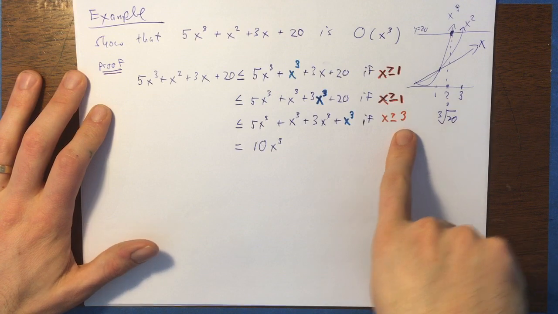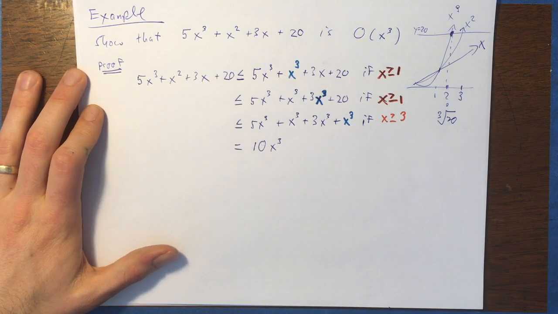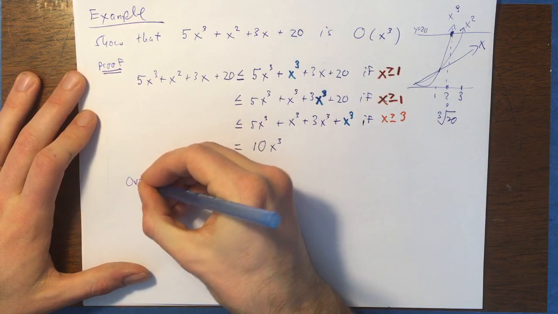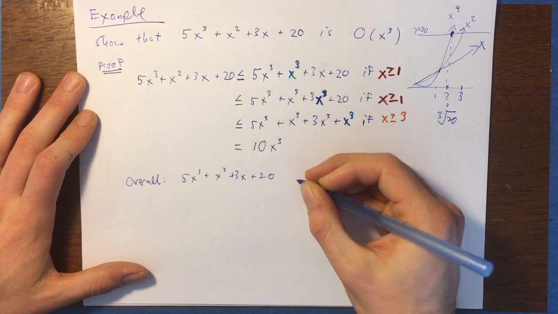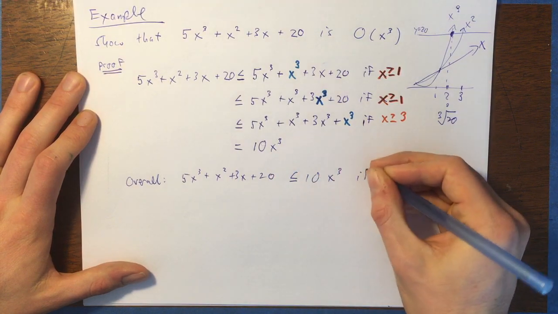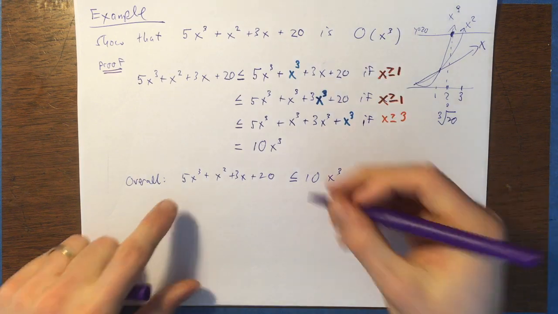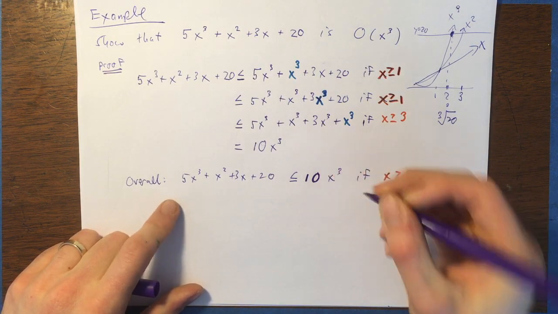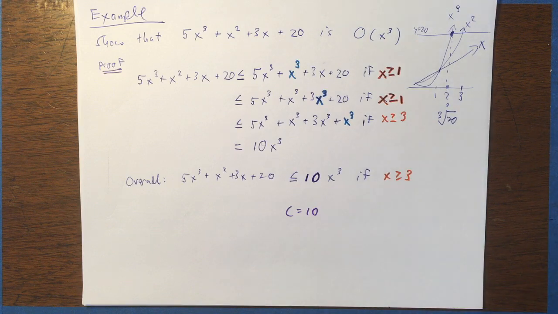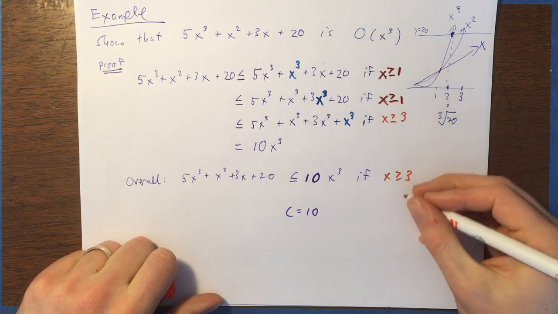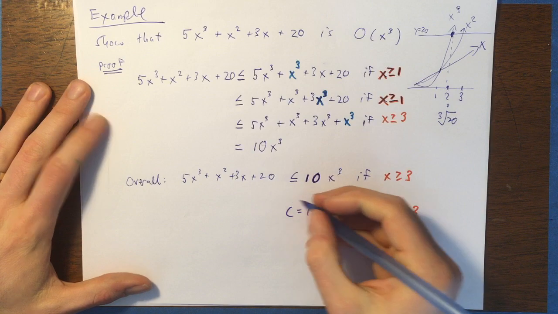And what we need to do is look at our different restrictions on what x has to be in order for this inequality to hold, and we need to take the biggest one. So the biggest one is 3. So overall we found that 5x cubed plus x squared plus 3x plus 20 is guaranteed to be less than or equal to 10x cubed if x is greater than or equal to 3. And the multiple of x cubed we ended up comparing this to was 10, so c equals 10. And the x value that we are comparing to is 3, so k equals 3. And so now we have shown this with these as our witnesses.